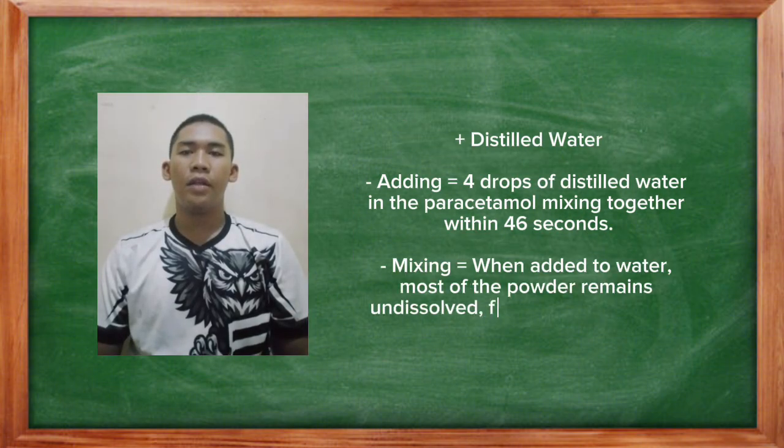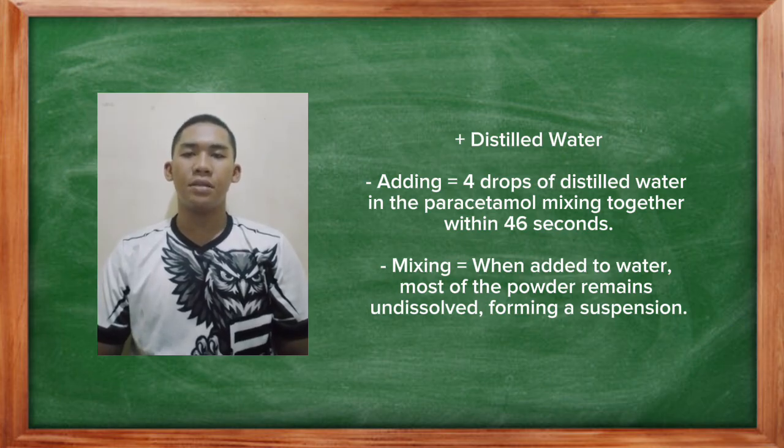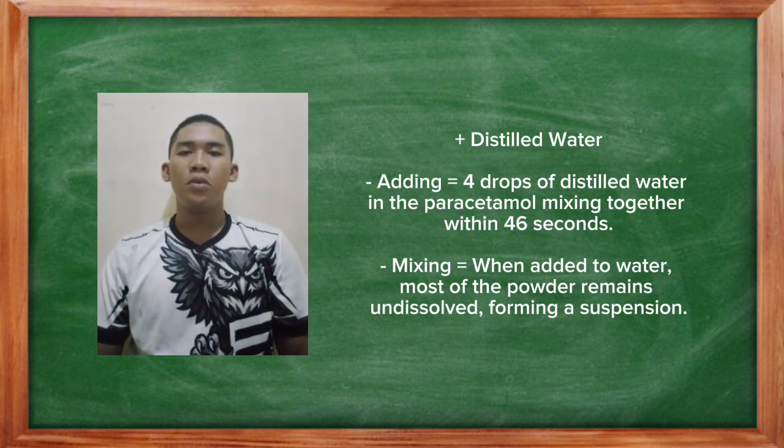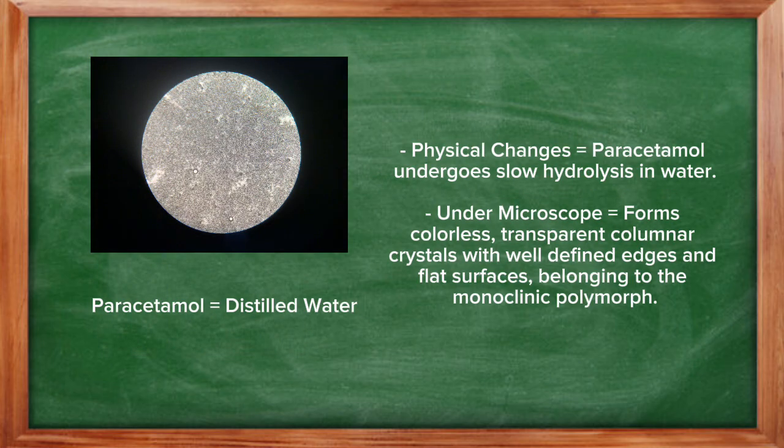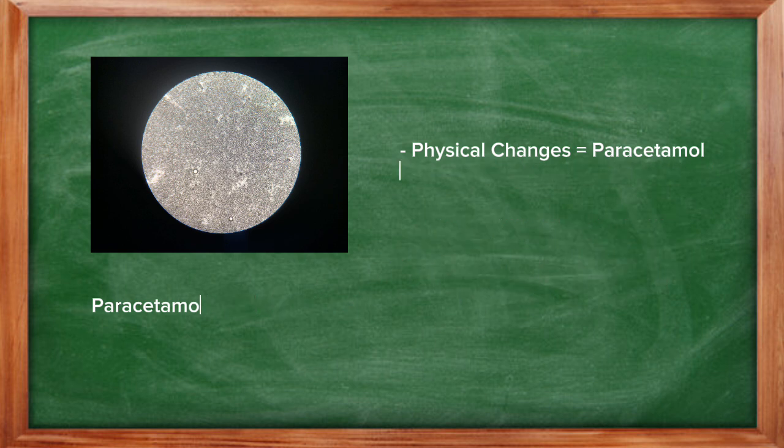Distilled water. Adding 4 drops of distilled water in the paracetamol, mixing together within 46 seconds. In mixing, when added to water, most of the powder remains undissolved, forming a suspension. In physical changes, paracetamol undergoes slow hydrolysis in water. Under the microscope, it forms colorless, transparent columnar crystals with well-defined edges and flat surfaces belonging to the monoclinic system.